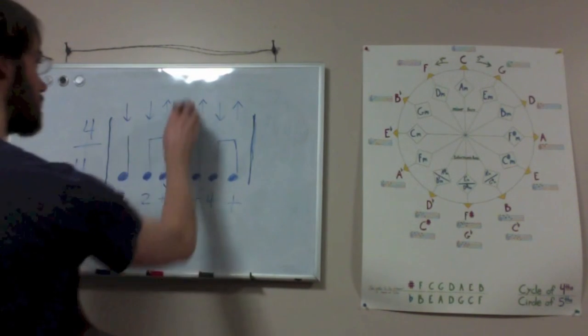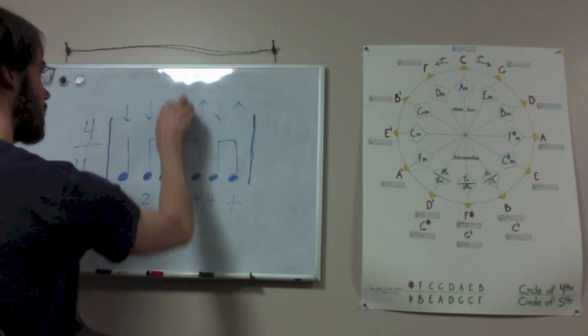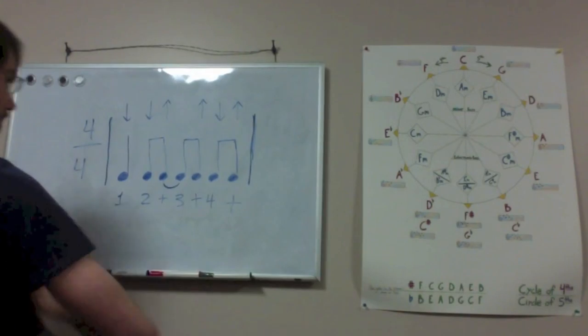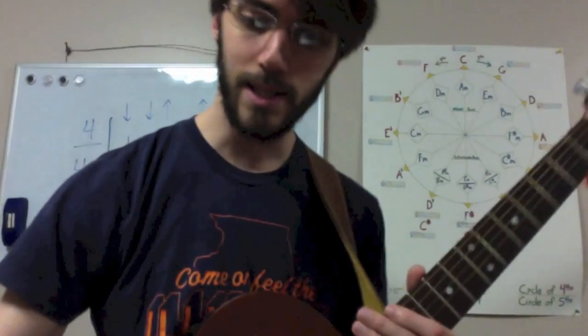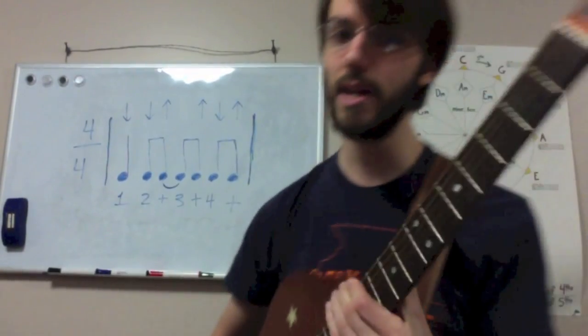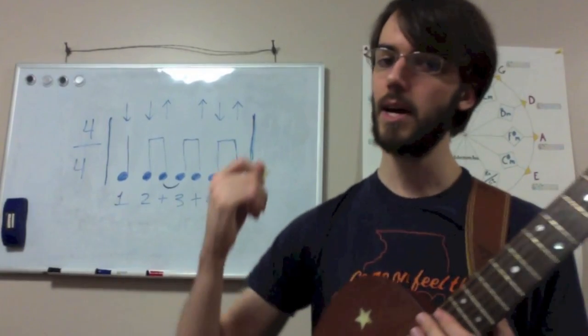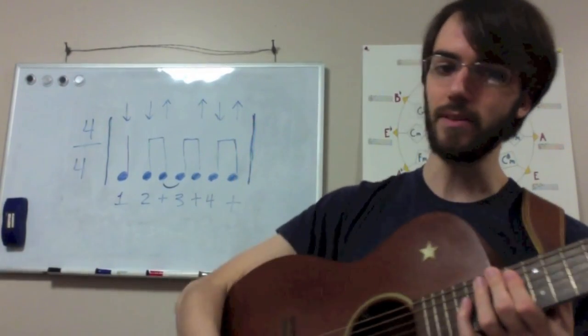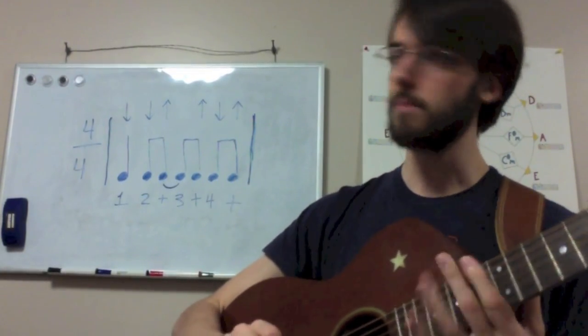So that means I can remove this arrow right here because I'm not strumming. So on 3, I'm going to play the same thing I just played, except on beat 3, I'm going to move my hand down, but I'm not going to strum.